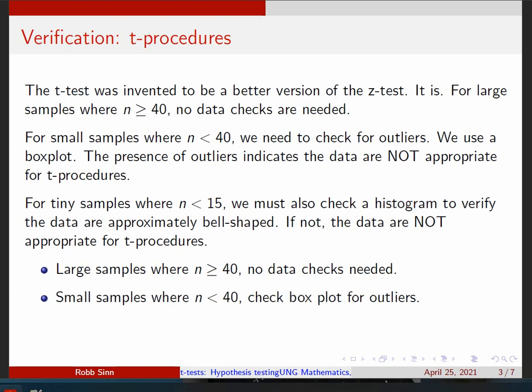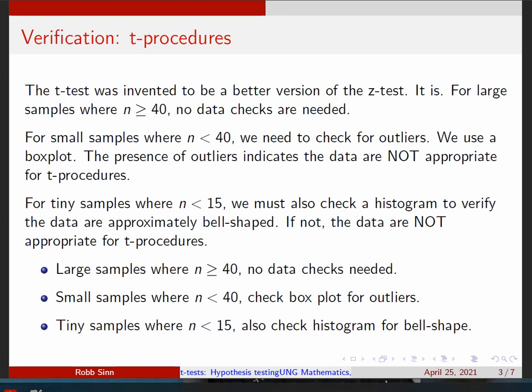So let's scroll down here, and I've summarized all of this up here into what I think of as the t-test data checks. Large samples, n greater than or equal to 40, no data checks needed at all due to the robustness. That's a strength measurement for statistics. Really strong statistics are called robust, and the t-statistic is robust. For small samples, it's still pretty robust, but we need to make sure there are no outliers. We're going to check a box plot, and then for tiny samples, we're also going to check a histogram.